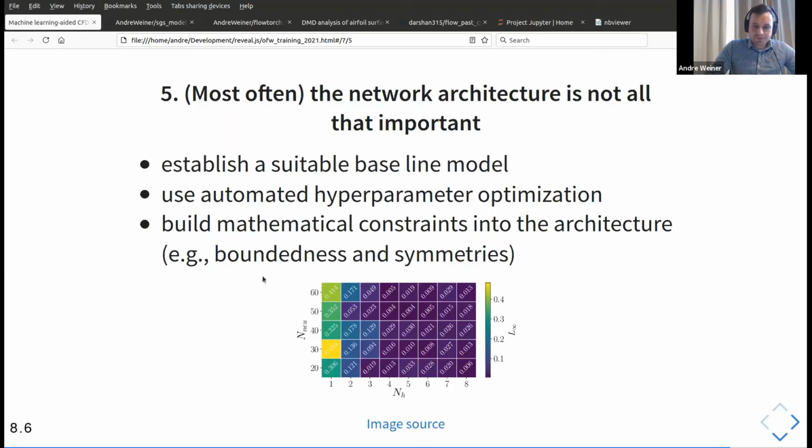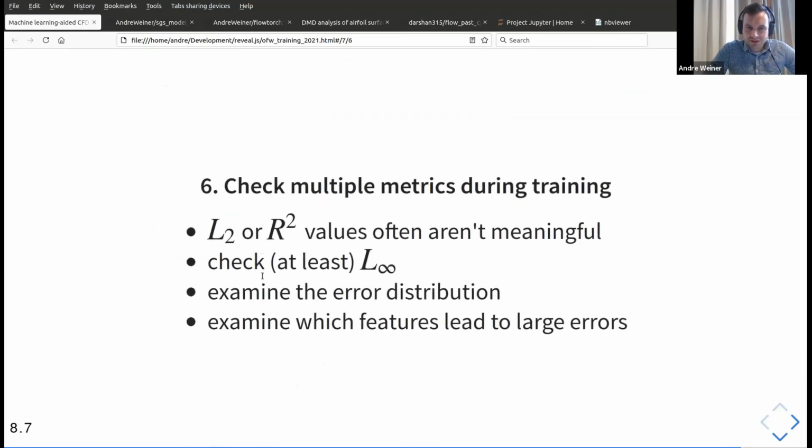All right, next lesson learned. Really important, please don't just rely on the L2 norm that you get from your loss function, or maybe the R squared score, because very often if you have a lot of data and the data is not homogeneously distributed in the feature space, those metrics are not really meaningful. So one metric that you should check at least is the L infinity norm. So always check the maximum error.